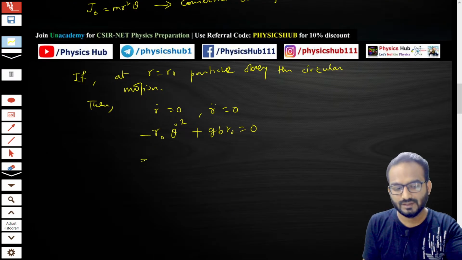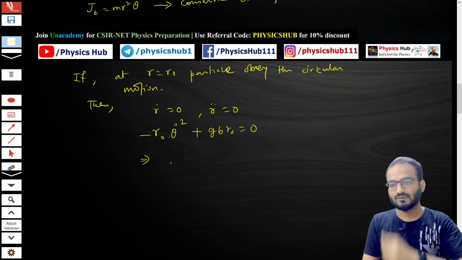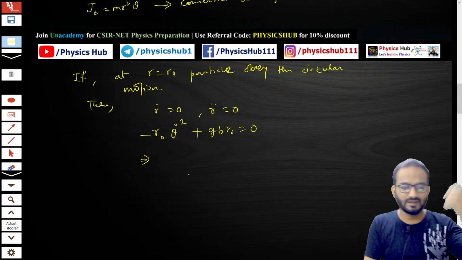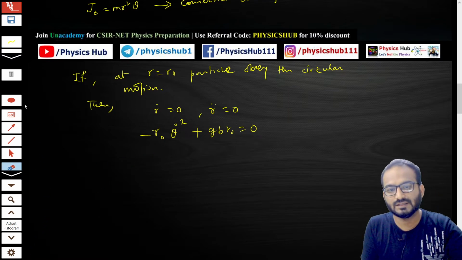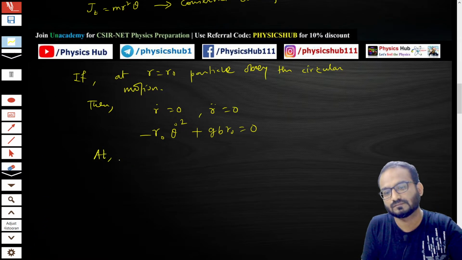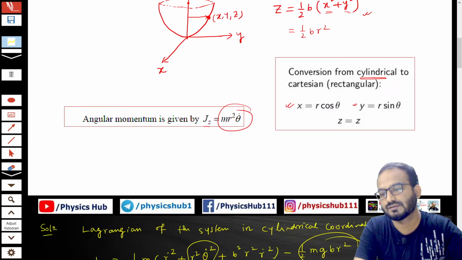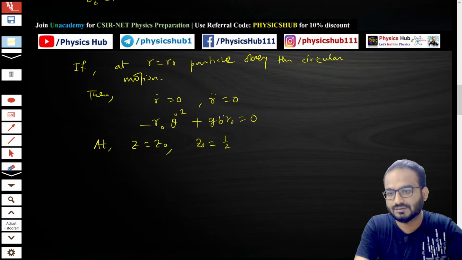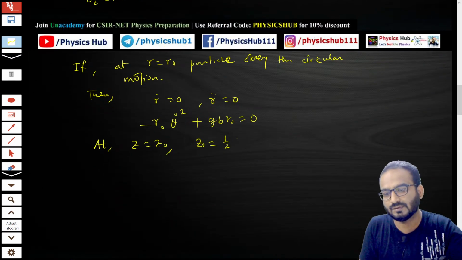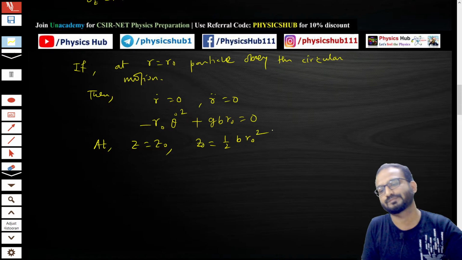And from here we can find out the value of z naught. Can you find out the value of z naught? What is the value of z naught at z equals z naught? You can see the expression of z is half b r square. So at z equals z naught, the radius is r naught. So this becomes half b r naught square.